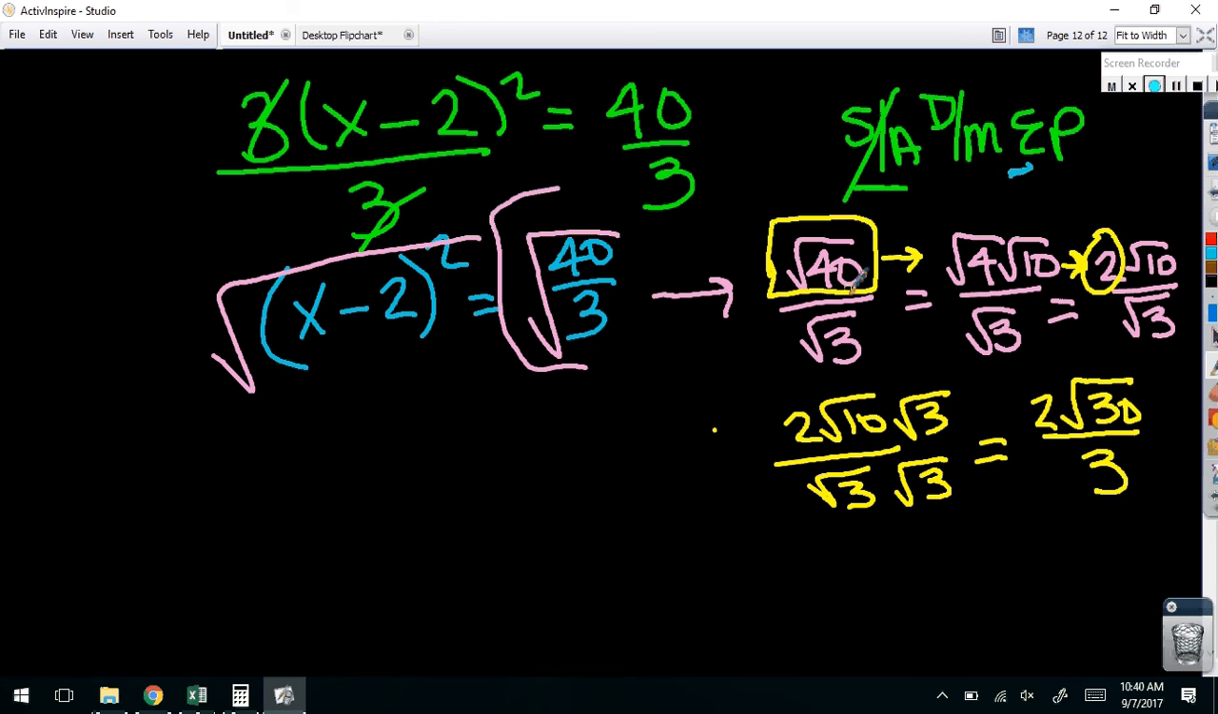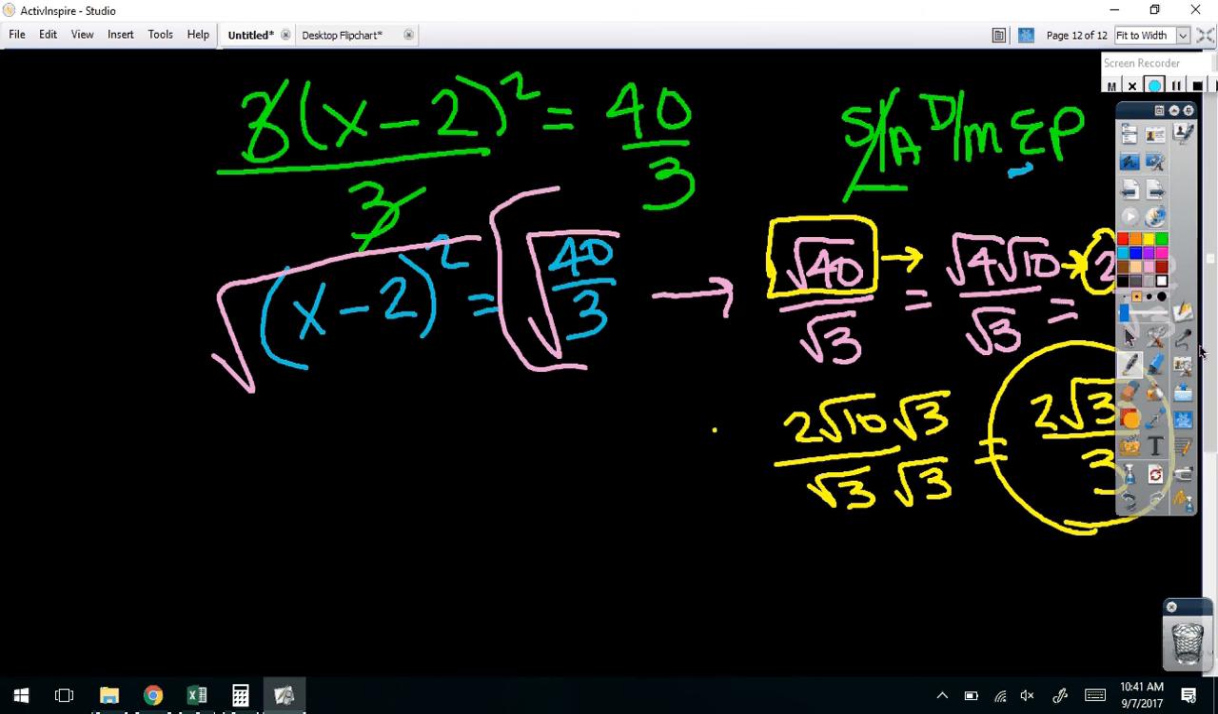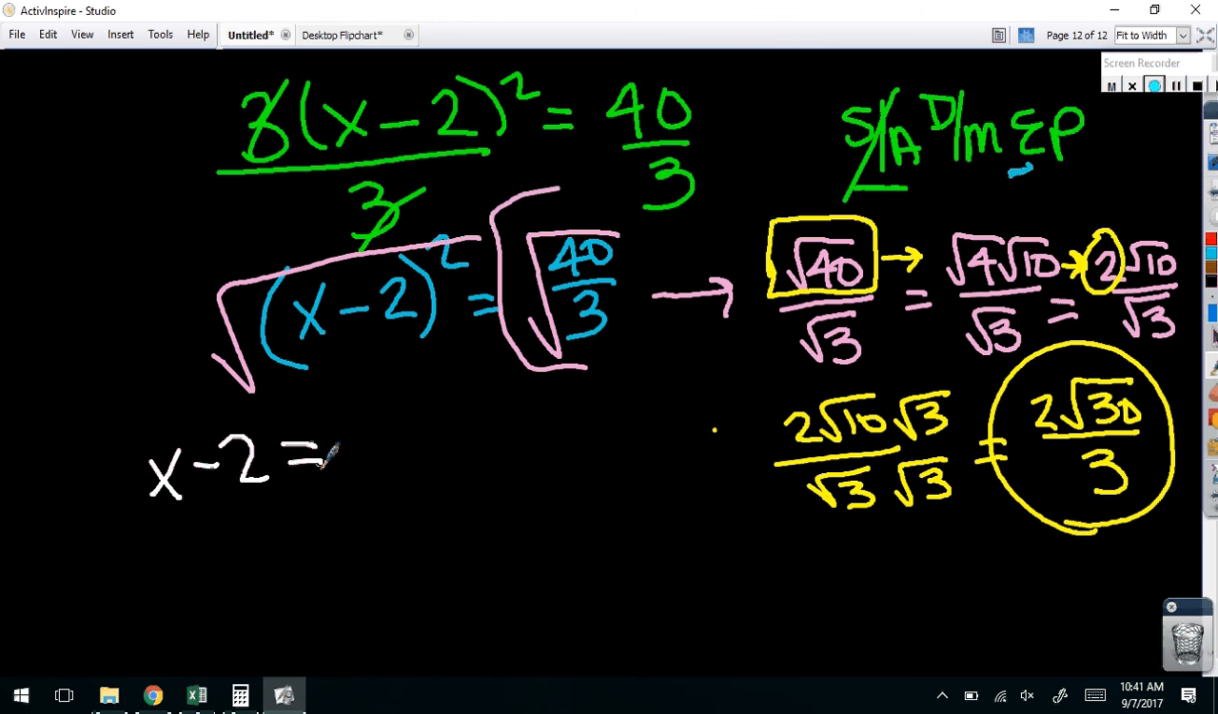Okay, so what do we do with the x minus 2? Everybody agrees all we've done here is simplified this right side of the equation, right? That's a lot just to simplify that right side. All right. So now's the easy part. I've got x minus 2 equals 2 square root of 30 over 3. And there's only one thing. This is a plus or a minus.